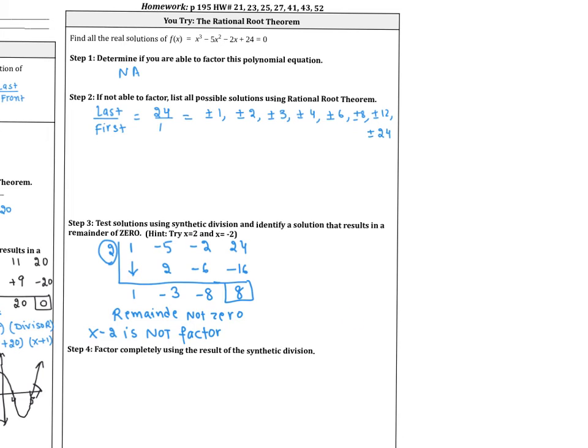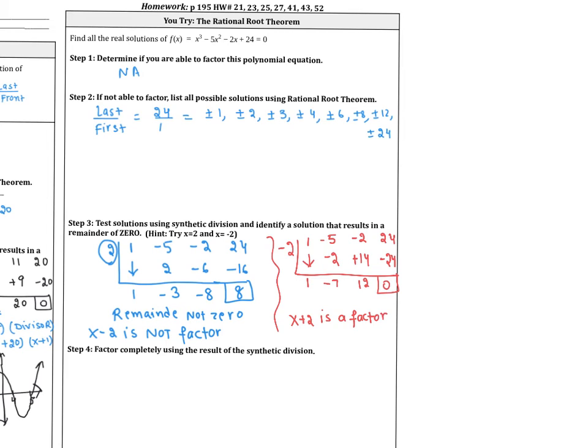Now we're going to try negative 2 here and see if that gives us the remainder 0, or in other words, the factor. So 1 down, negative 1 times 2 is negative 2, and negative 7 when we add that. Negative 7 times negative 2 is positive 14, and that gives us 12. 12 times negative 2 is negative 24. Negative 24 plus 24 is 0. So now the remainder is 0, so it means x plus 2 is a factor.